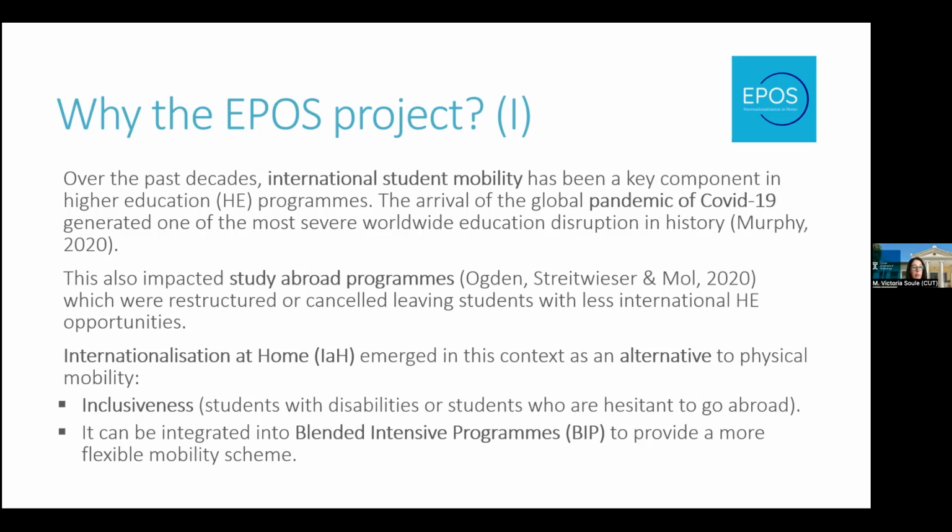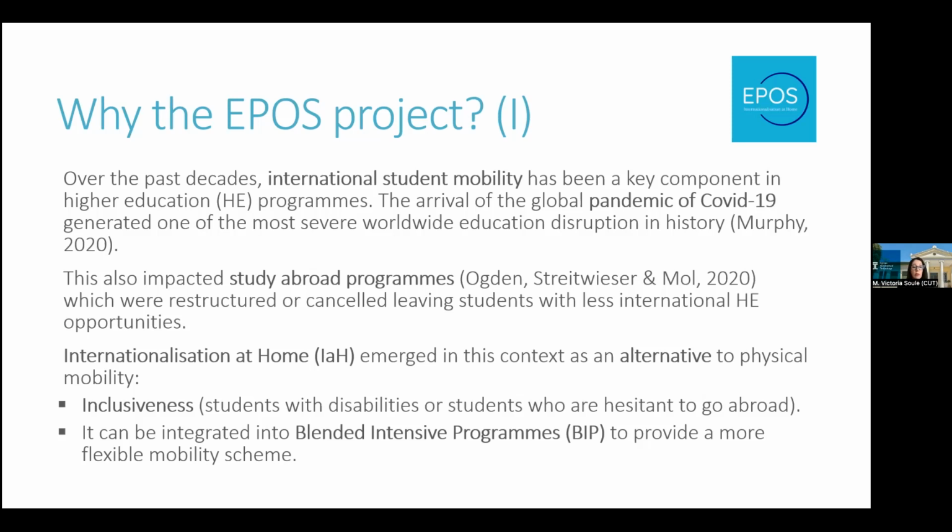Internationalization at home emerged, or as we will see, re-emerged in this context as an alternative to physical mobility. Besides the specific context of COVID-19, it is important to stress that internationalization at home promotes inclusiveness, particularly for students with disabilities, or students who are hesitant to go abroad for several reasons, including the economic ones.